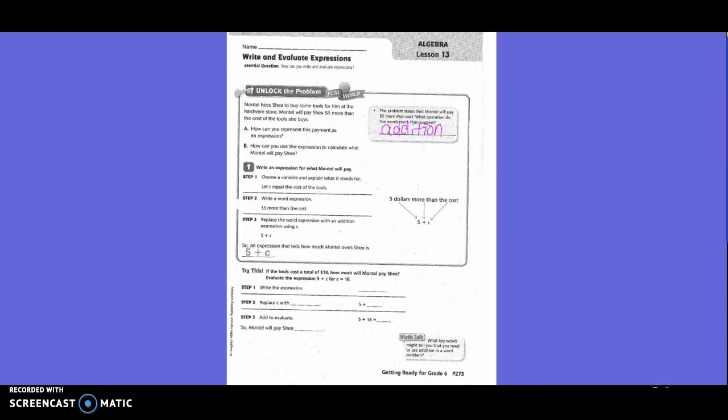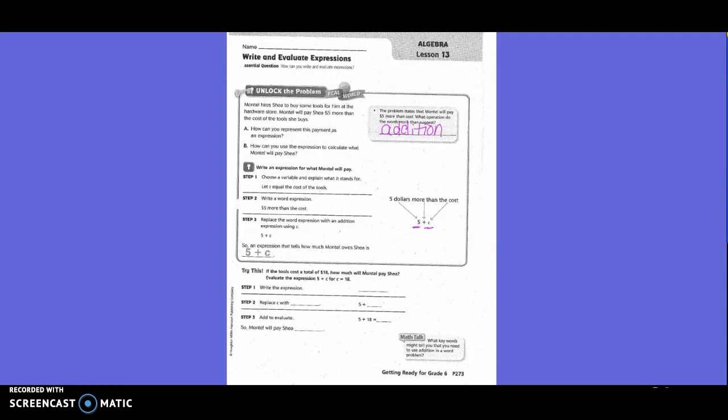Write an expression for what Montel will pay. Choose a variable that explains what it stands for. Let C equal the cost of the tools. Write a word expression. So $5 more than the cost. So over here, they said replace the word expression with an addition expression using C. We knew that it was going to be $5 more, and then the cost was C. So an expression that tells how much Montel owes Shay is 5 plus C.